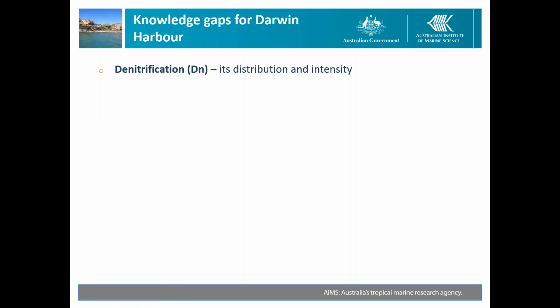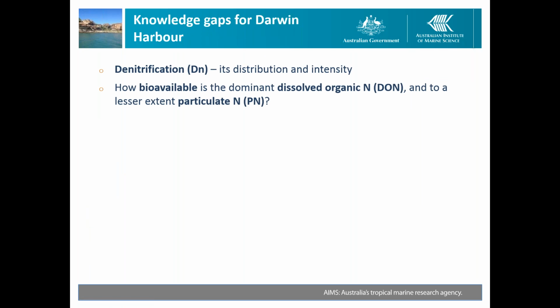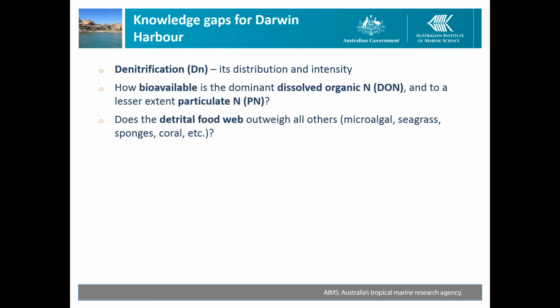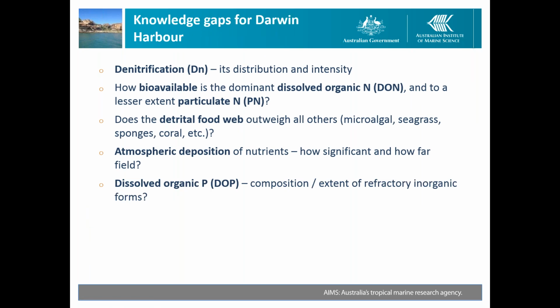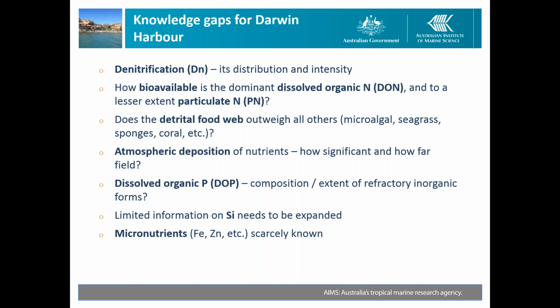Denitrification is probably the most pressing question, but there's also the bioavailability of DON and PN, the importance of the detrital food web, among inputs, atmospheric deposition. Other than nitrogen, dissolved organic P requires more study. There's limited information on reactive silicon, and the micronutrients, for example, iron and zinc, are scarcely known. Iron is important in nitrogen fixation by microorganisms, and zinc is a cofactor in alkaline phosphatase that is critical in the recycling of phosphorus from DOP.